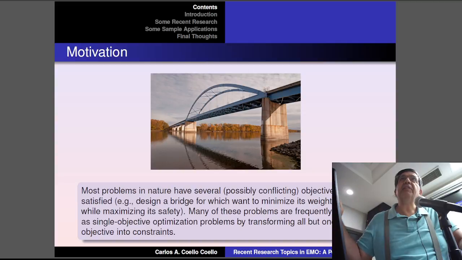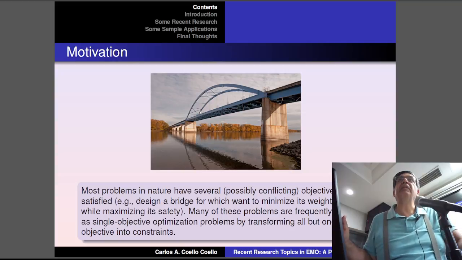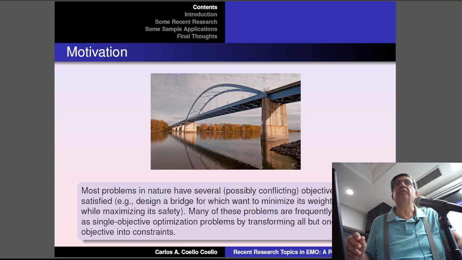If I want to increase safety, I have to spend more money. I have to put more concrete, more steel. Even the construction itself will take longer, probably, if I want the bridge to be safer. So if I want to reduce the cost, I have to sacrifice safety. Because of this conflicting nature, these problems are particularly difficult to solve.